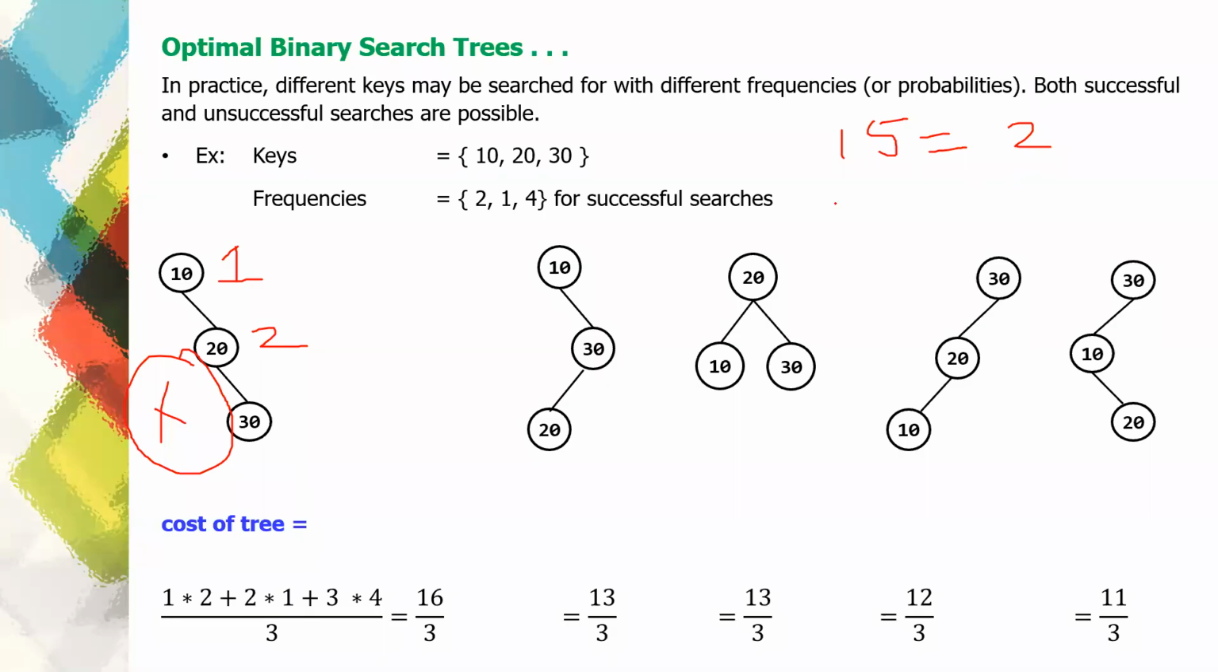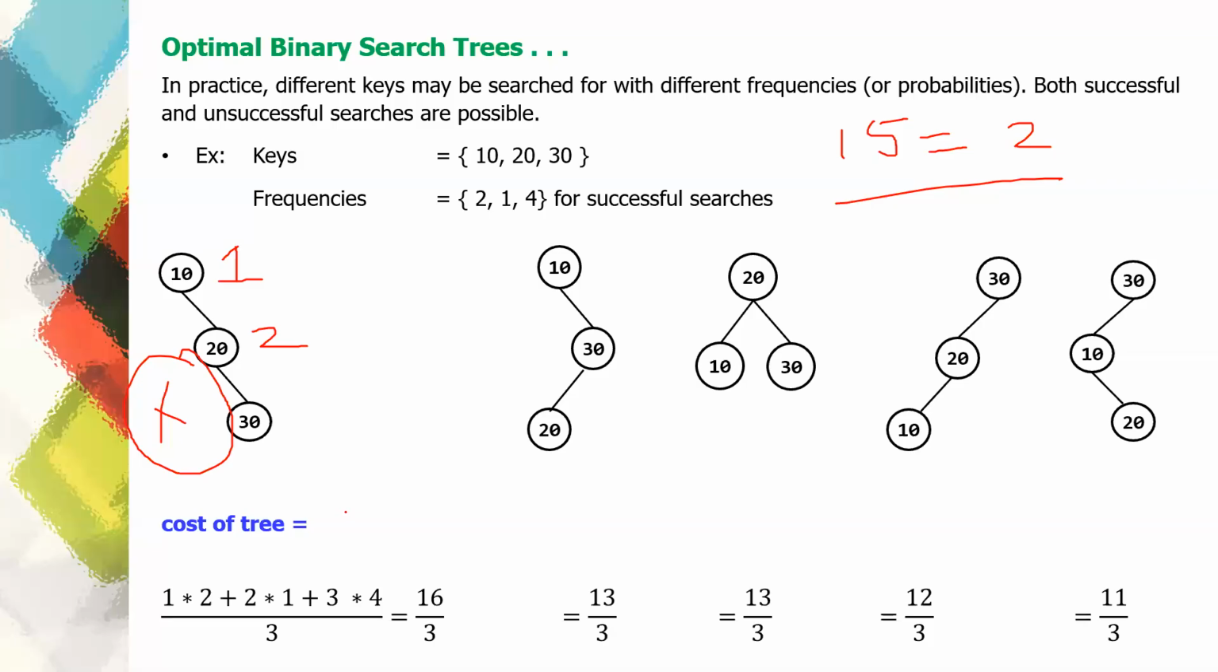So as such, what is the total cost of the tree? The total cost of the tree is the cost of successful searches plus the cost of unsuccessful searches. That will be how the cost of a binary search tree will be defined. The cost of a BST is equal to the cost of successful searches plus the cost of unsuccessful searches.